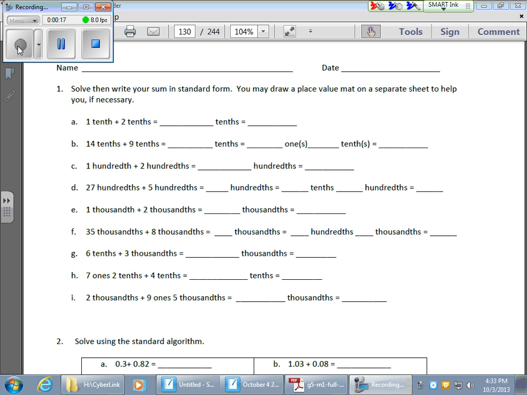So what we're doing here is we're adding tenths. There's 1/10, 2/10, and it makes sense that we should have a total of 3/10. And what that looks like as a decimal is a decimal point and a 3 in standard form, so we call that 3/10. All right, so far, so good.